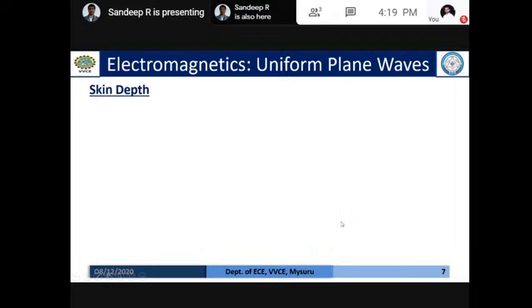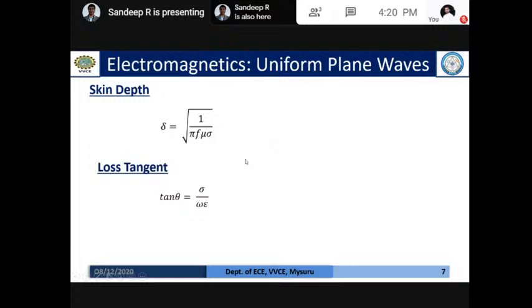And under uniform plane waves, you should also concentrate on skin depth and loss tangent. So skin depth is defined as the depth in the conductor where the current density is just 1 by e times the value at the surface. So that is called skin depth. And the skin depth is given by delta is equal to root of 1 by pi into f into mu into sigma. And the next one is loss tangent.